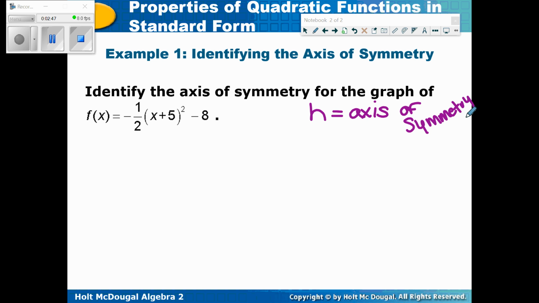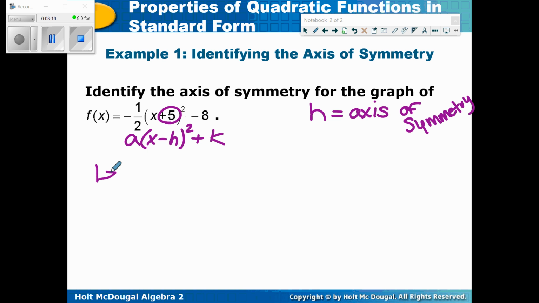So when this is in vertex form, this would be my a, (x minus h) squared plus k. That's the formula for vertex form. So the h value is going to be your vertex. Remember that when it's in vertex form, I really want to see a subtraction sign. So if I see an addition sign, it really means the opposite of that because it was a double negative.